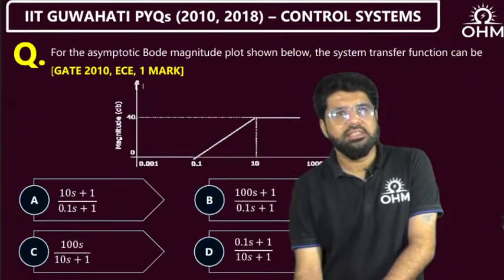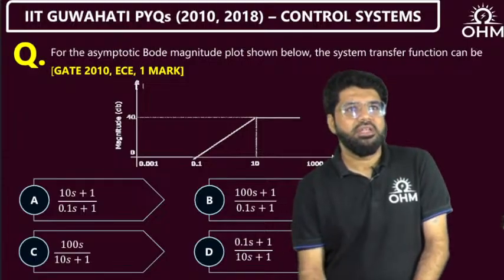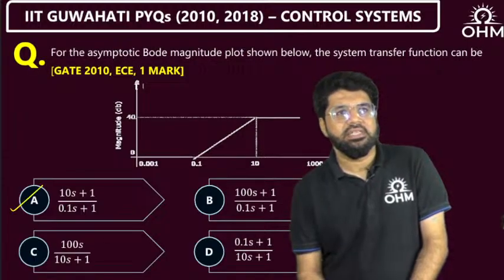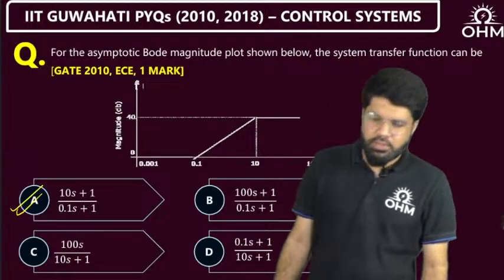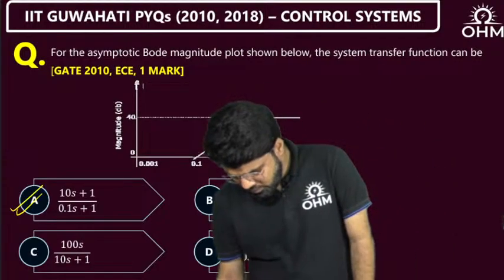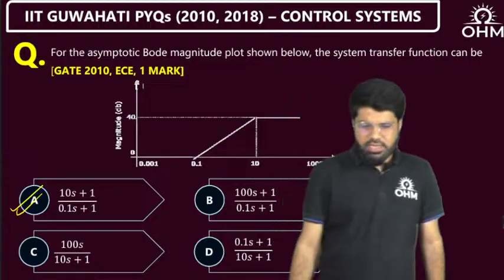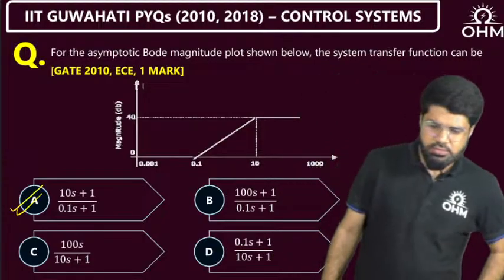Correct. And hence, going back to the options, option number A perfectly matches our discussion: 10s plus 1 upon 0.1s plus 1. Option number A is the correct option here.